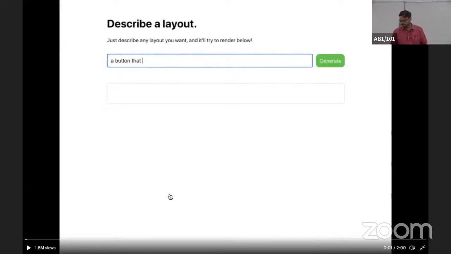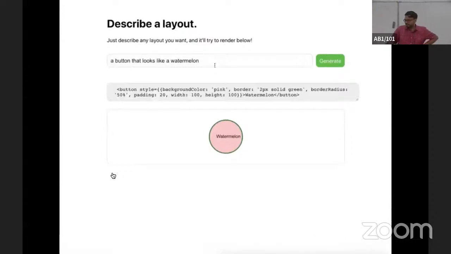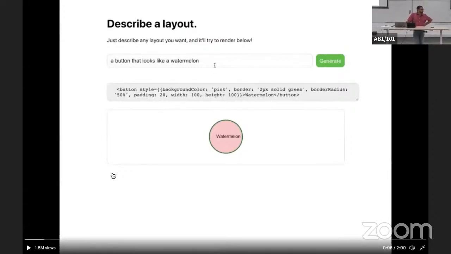Okay, let us see one example. A button that looks like a watermelon. And we want to generate code in JSX. JSX is JavaScript XML, a web development language. So I want to generate code in JSX given the layout information, code that generates a button that looks like a watermelon. And this is the code that has been generated. If you render the same code in your browser, it will look like this.